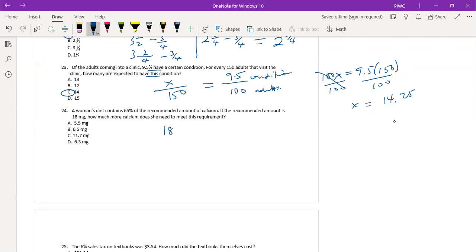So that'll be 18 times 0.65. So you have 11.7. So the person is getting 11.7 grams now. How much more does the person need? You need 18, but you're getting 11.7. So you have to subtract, and that'll get 6.3 grams. 6.3. Okay.